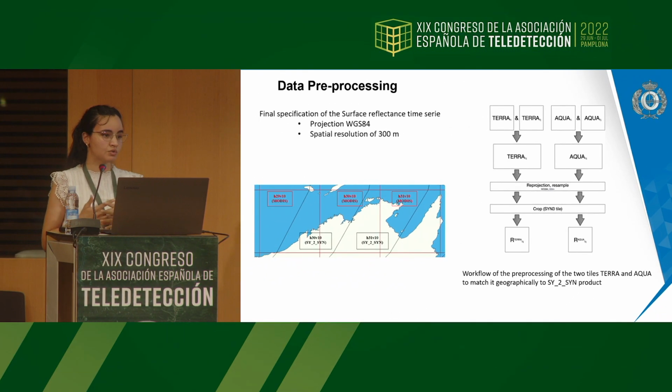So it was important that we do some pre-processing for the MODIS, so it matches the final specification for Sentinel-3, with a spatial resolution of 300 meters. And on the right, you can find the workflow of the pre-processing of the two tiles of Terra and Aqua to match them geographically to Sentinel-3. And actually, why do we use two tiles? Because if you see here in the figure, one tile is not perfectly overlapping with the tile of Sentinel-3. So we needed two tiles of MODIS to cover geographically the same area as Sentinel-3.